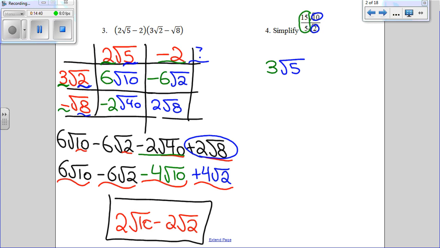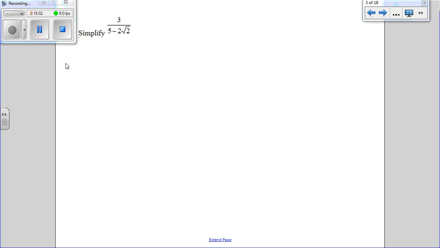So dividing radicals can be very easy, but only in special circumstances where things can be completely divided out. It's very rare that happens. Every once in a while. Any question about multiplying or dividing? Right?